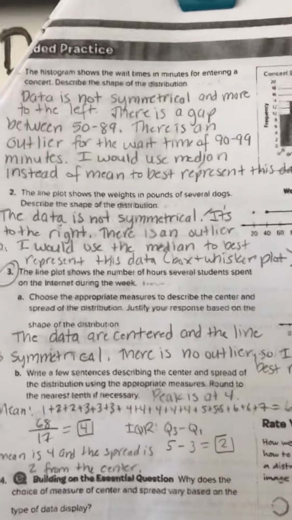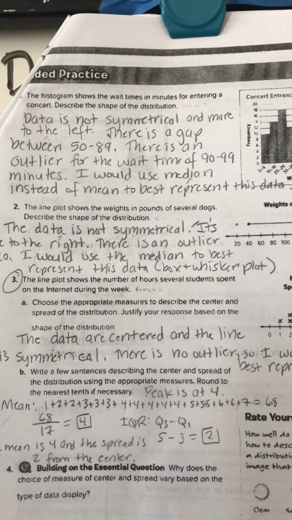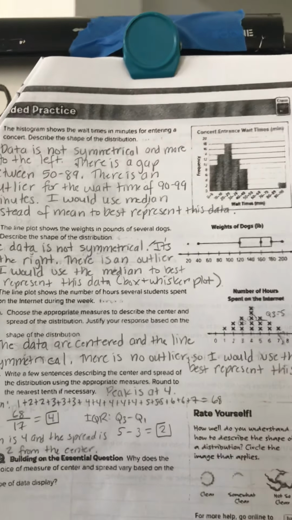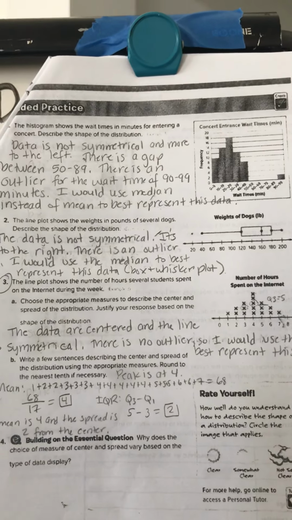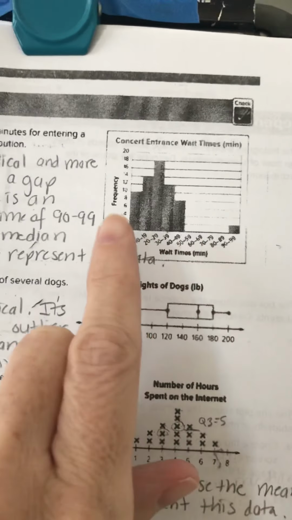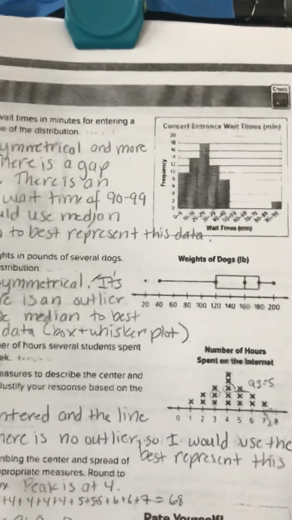Okay, on number 1, it says the histogram shows the wait time in minutes for entering a concert. Describe the shape of the distribution. Okay, so the data is not symmetrical. Do you see how it's more to the left and then you have an outlier over here? Anytime it's not symmetrical and there's an outlier, that's a good time to use the median.